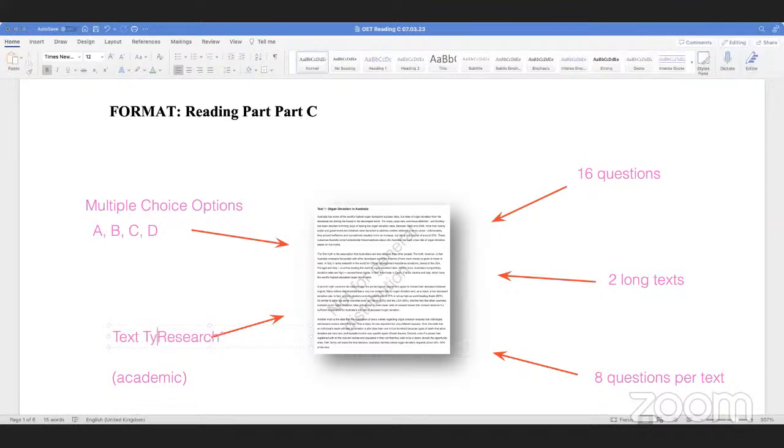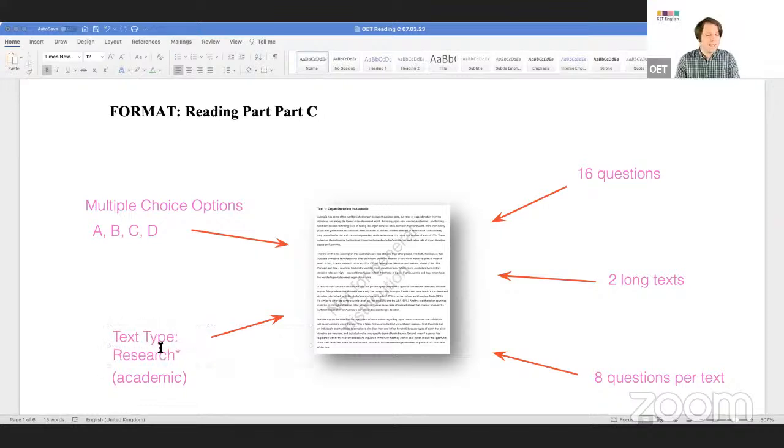Hello. What type of reading are they trying to test you on here? You know what I mean? We read in different ways. So in reading A, we're reading for details. What type of reading is it here? Do you know?